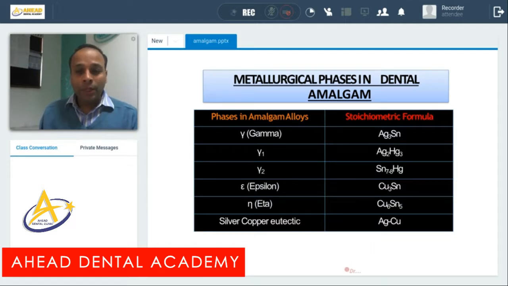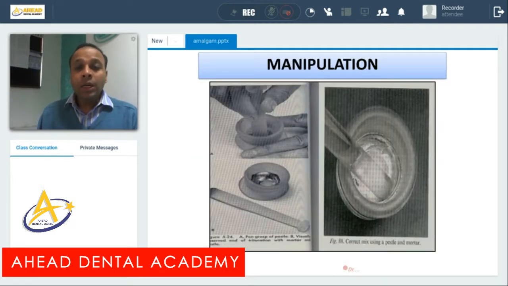These phases are very, very important. In low copper and high copper alloys, some of the phases are present, and in high copper, some of the phases are absent. When the chemical reaction happens, some of the phases form and some of the phases are removed. So this chart is very important to understand the chemical reaction that occurs between the dental amalgam alloy and the mercury. Talking about manipulation, we can manipulate the dental amalgam in two ways.